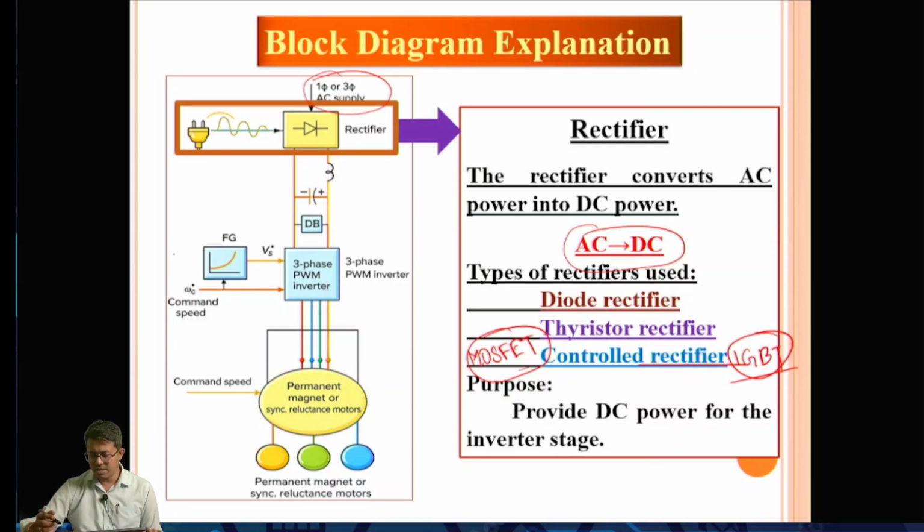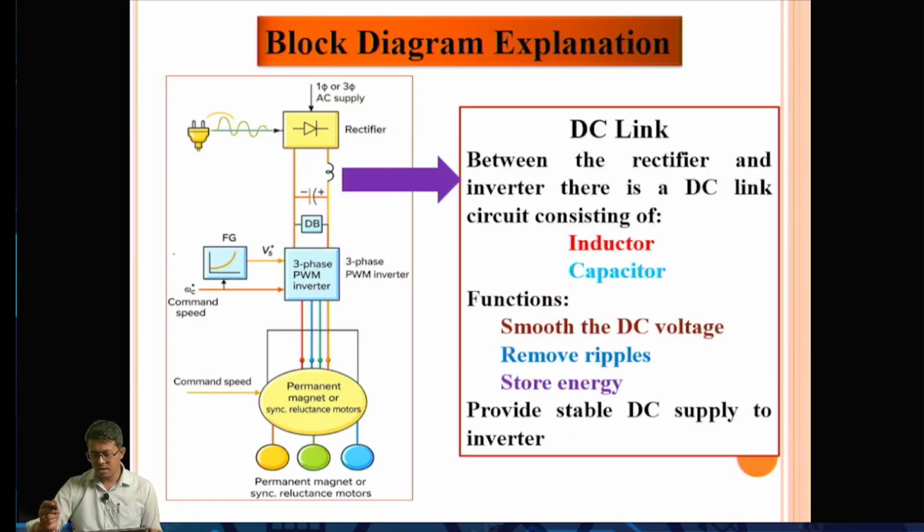After that, these supplies go to the inverter stage, but before that there is another section called the DC link. What is the use of this inductor and capacitor here? I will explain. Here we have connected one inductor and another one is the capacitor, in between the inverter and the rectifier. What is the main purpose of this?